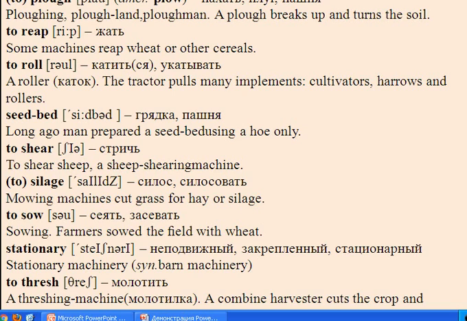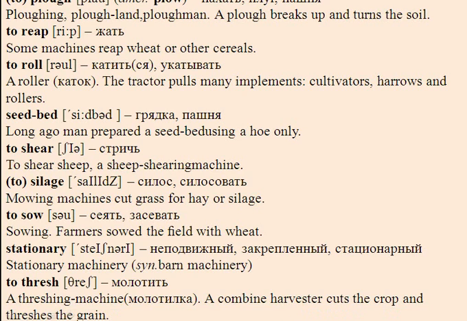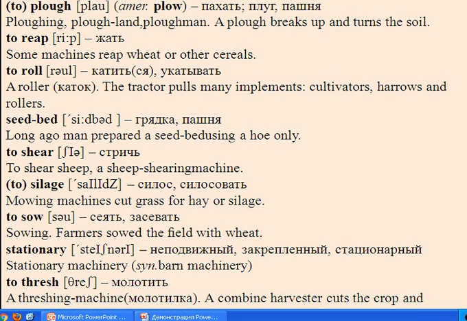Stationary, неподвижный, закрепленный. Stationary machinery. The synonym of this word is immobile. To thresh, молотить. A threshing machine, молотилка. A combine harvester cuts the crop and threshes the grain. To plough, пахать, плуг, пашня.